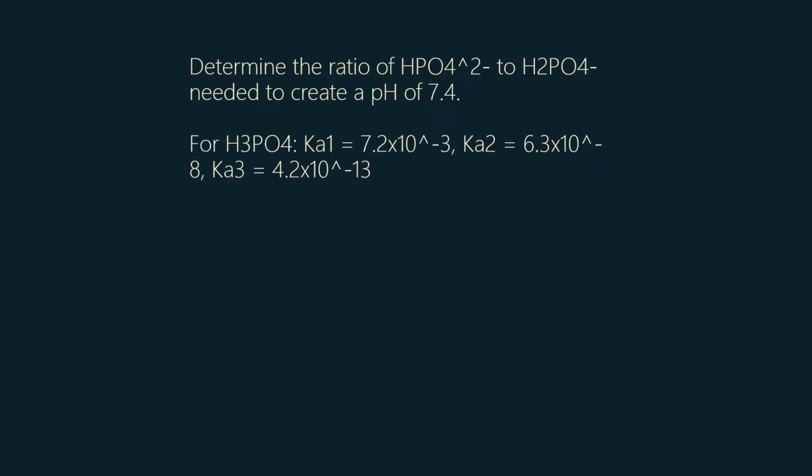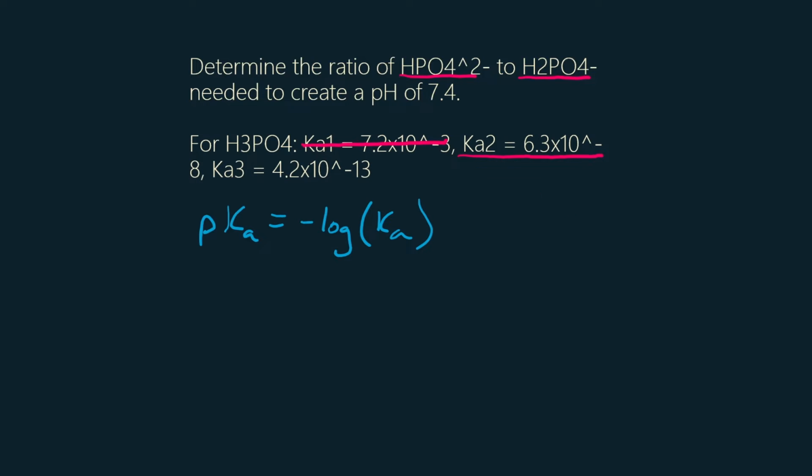Determine the ratio of HPO4 to H2PO4 needed to create a pH of 7.4. And then for H3PO4, we're given the Ka values. So we know we are dealing with 2 hydrogens going to 1. Since we are given the Ka values for H3PO4, first Ka goes from 3 hydrogens to 2. So that's not it. And the next one deals with 2 hydrogens to 1. So this will be the Ka we want.